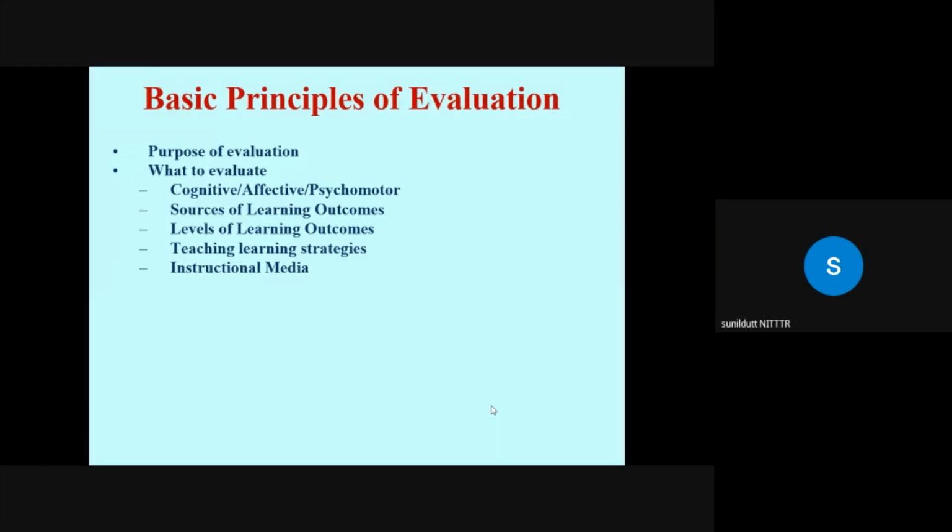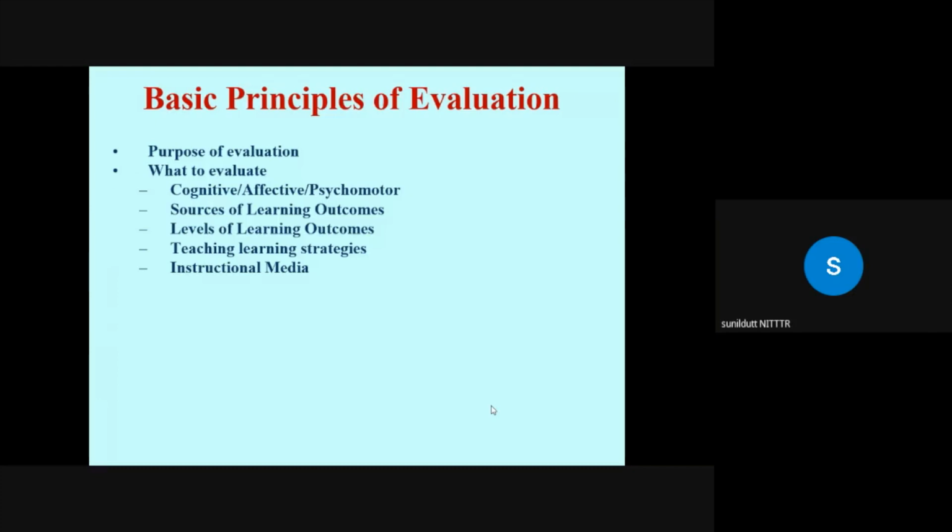You want to evaluate the sources of learning outcome, okay. You want to evaluate the levels of learning outcomes. You see, in cognitive में there are 6 levels. कौन सा level आपने measure करना है? Whether you want to measure remembering, तो remembering के लिए different type of question बनाना पड़ेगा. Understanding के लिए different format होगा. Application के लिए different statement आपको use करनी पड़ेगी.